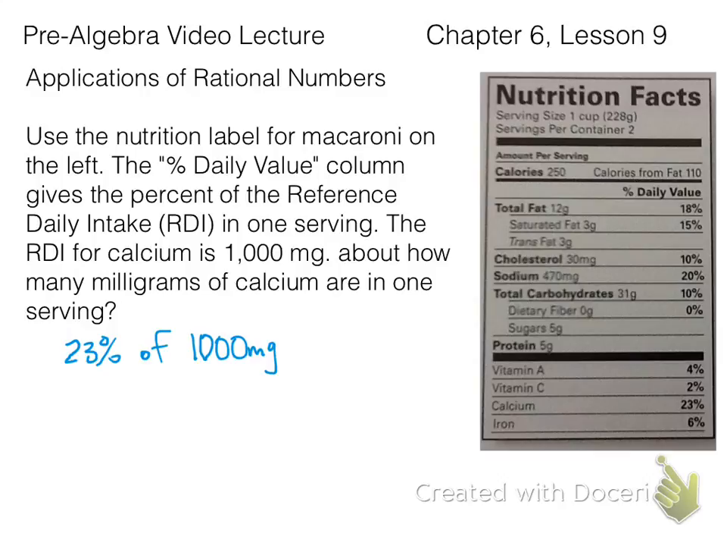Okay, so use the nutrition label for the macaroni on the left. Oh, it's on the right. My bad. On the right, and the percent daily value column gives the percent of the reference daily intake, or RDI, in one serving. The RDI for calcium is 1,000 milligrams. About how many milligrams of calcium are in one serving of this macaroni?